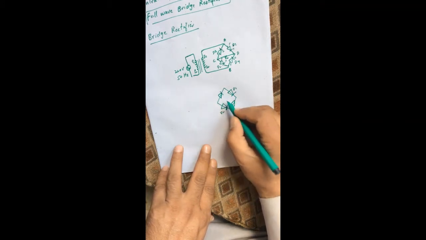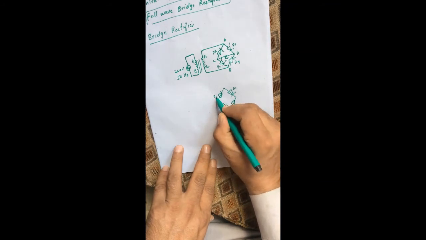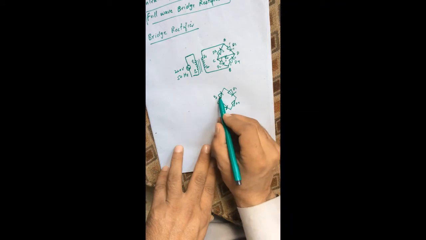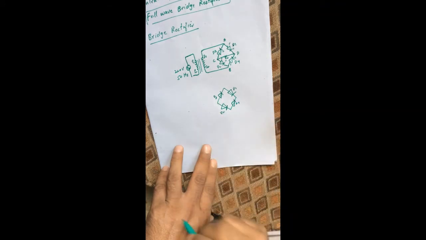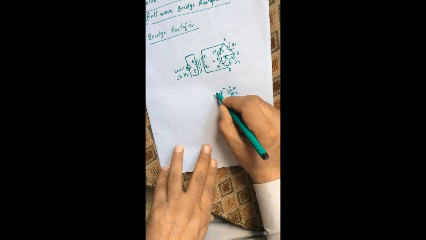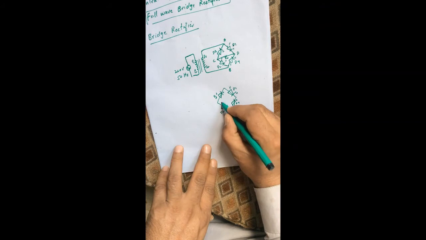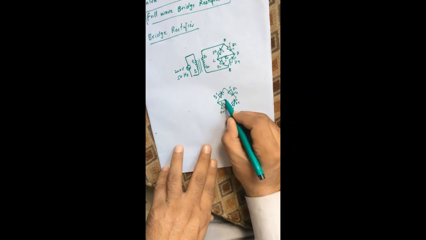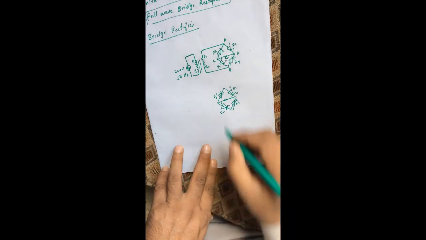Similarly, D3 and D4 are the opposite diodes, so they have the same direction. Now this is the P side, this is the N side, this is the P side, this is the N side. Here we have the P side and this is the N side, and we have the load resistance which is connected here, RL.